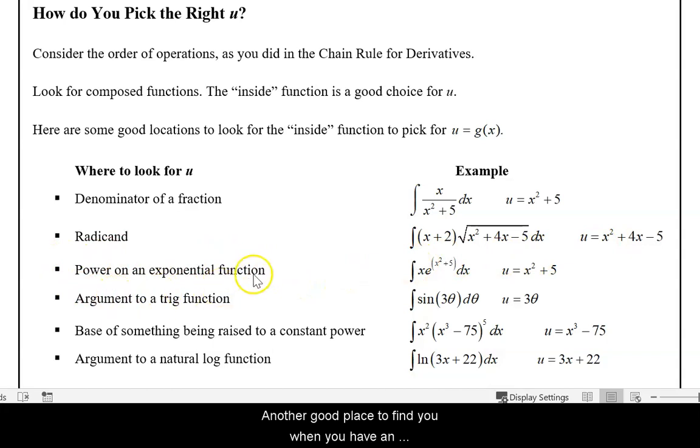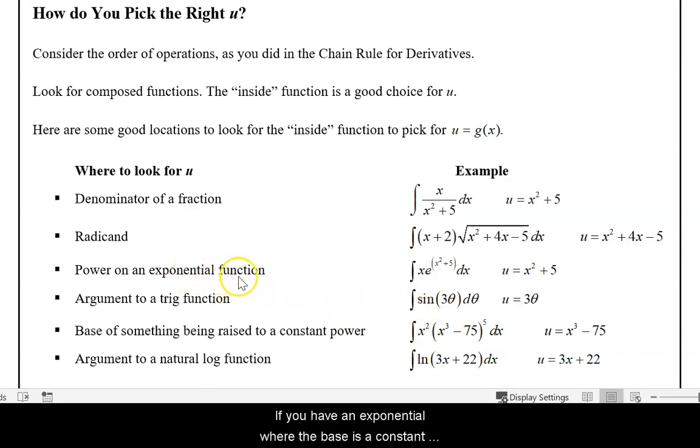Another good place to find U when you have an exponential function is the power on the exponential function. You must be sure that you know the difference between an exponential function and a power function. In an exponential function, the base is a constant like e or 5 or 2. In a power function, which we have here, the base is the variable or an expression involving the variable, but the power itself is a constant. Make sure you know the difference because where you look for U depends on which kind of function you have.